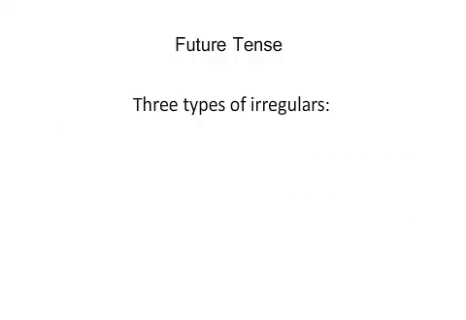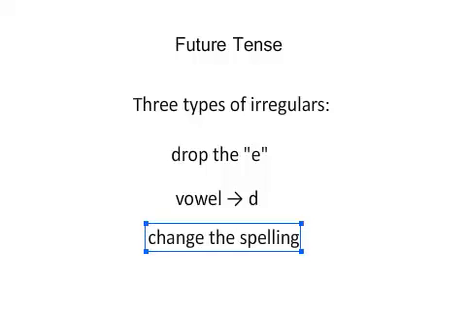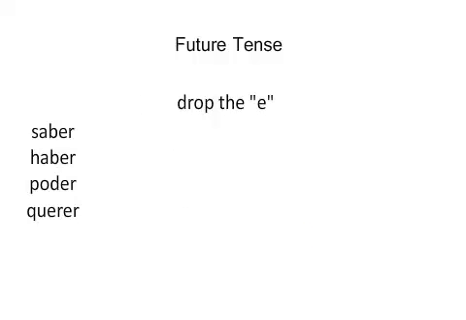There are, not surprisingly, several different irregular verbs in the future tense. These irregulars can generally be divided into three categories. I call these three categories drop the E, change the E to D, and change the spelling. Let's take a look at each of these three, starting with drop the E. Examples of drop the E verbs include saber, haber, poder, and querer.